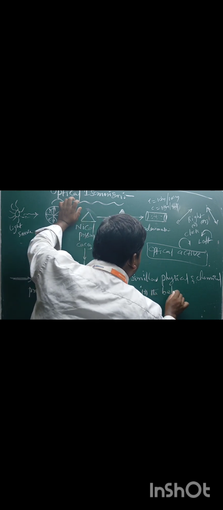What is the definition of optical isomerism? The compounds having similar physical and chemical properties, but differing only in the behavior towards plane polarized light.